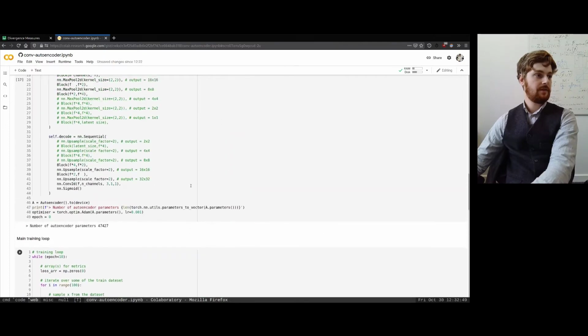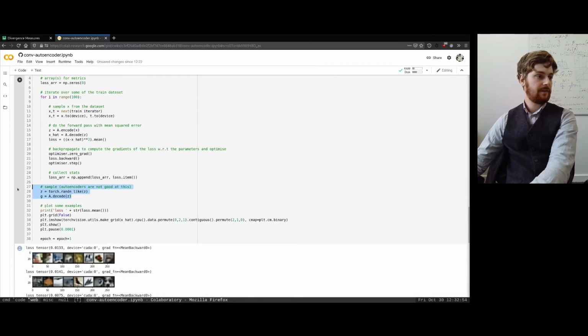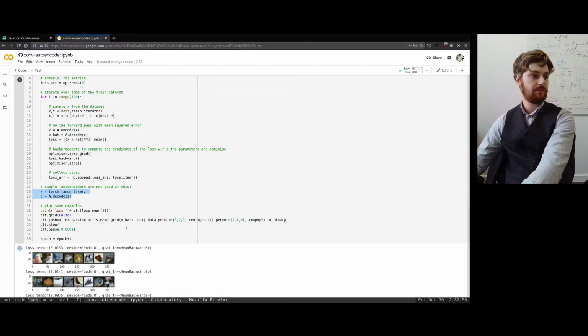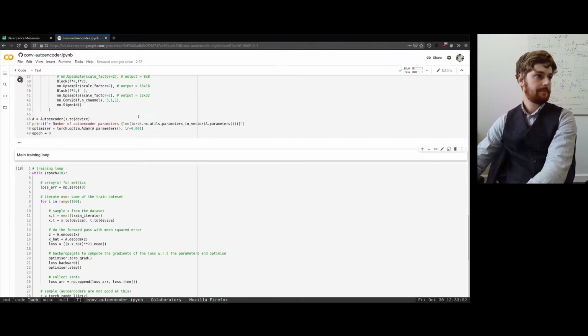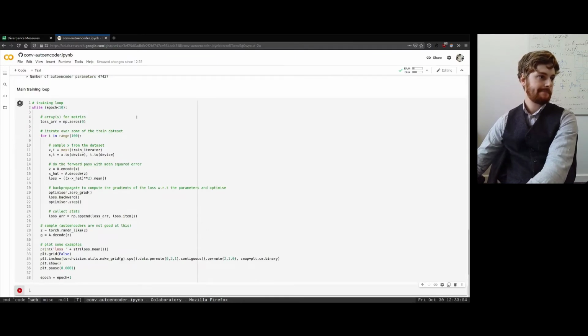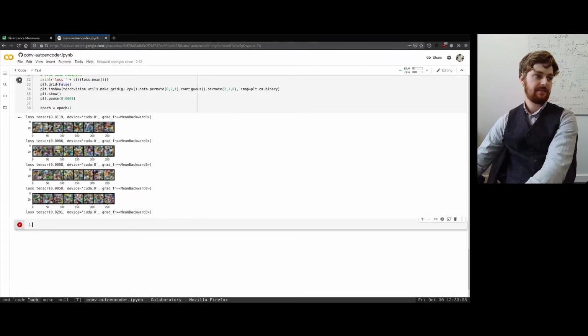So if we were to sample from this model, so this is sampling from the latent space with just a normal distribution, the results are not going to look very good. So let's just have a look at some samples. So this is sampling from the model, and it just looks like gibberish basically.